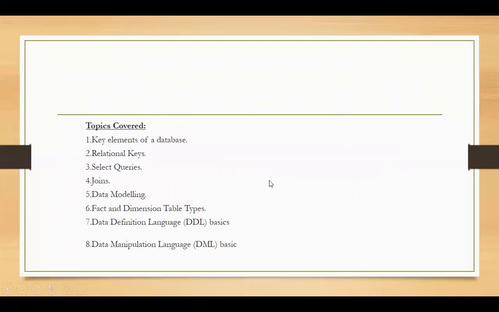Some of the important topics that will be covered are the key elements of a database, relational keys, SQL queries, joins, data modeling, facts and dimensions, table types, data definition languages, and data manipulation languages. So these are all the things that will be covered in these particular chapters, and it's going to be very crucial for professionals, from the interview point of view, to learn all these things.